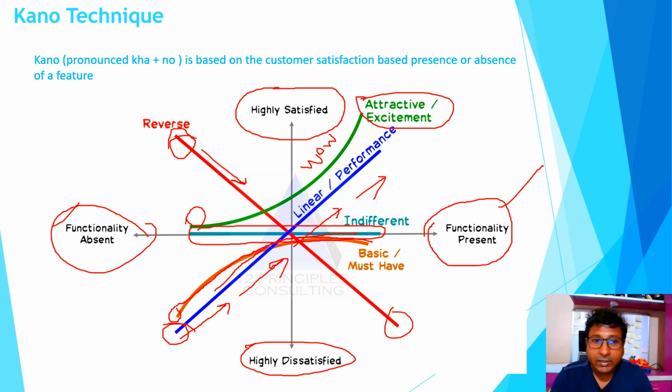Then obviously the linear features. As and when you start implementing, customer excitement is getting increased. Then you can think about the wow features, that's the green line. And if you have certain reverse features, you simply should discard those from your priority list. Okay. So this is what Kano methodology or Kano technique is all about.